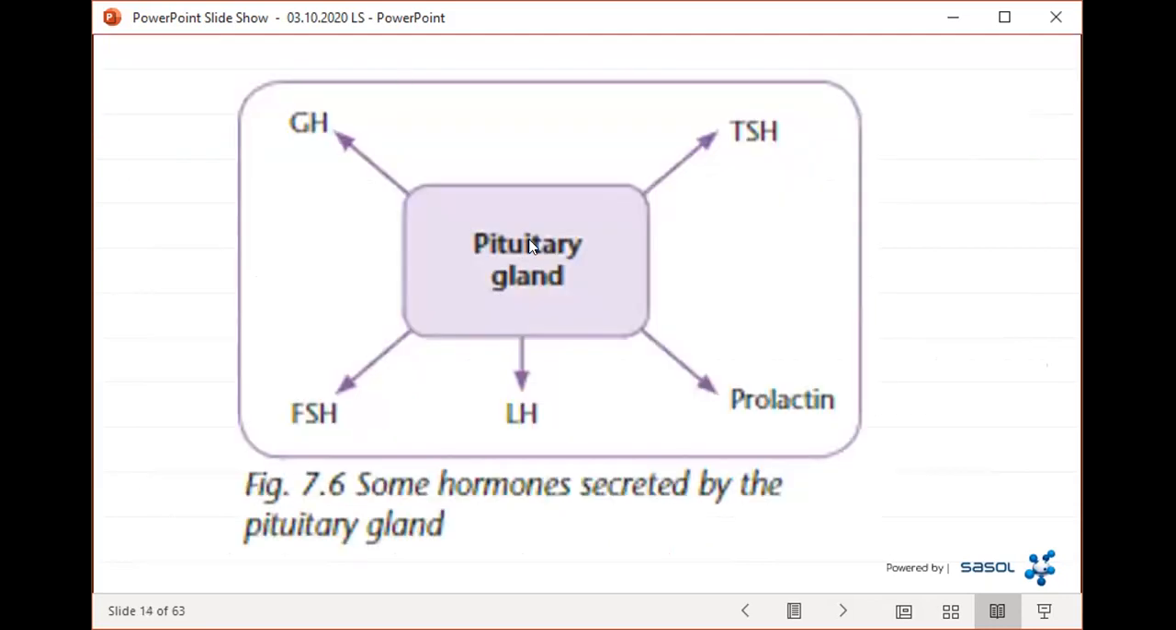So here, guys, we just have a summary of the hormones which are secreted by the pituitary gland. It is the growth hormone. If we start here and move in a clockwise direction, it is growth hormone, the thyroid stimulating hormone, prolactin, luteinizing hormone, and follicle stimulating hormone. So you guys can call it GH, TSH, prolactin, LH, as well as FSH, right?